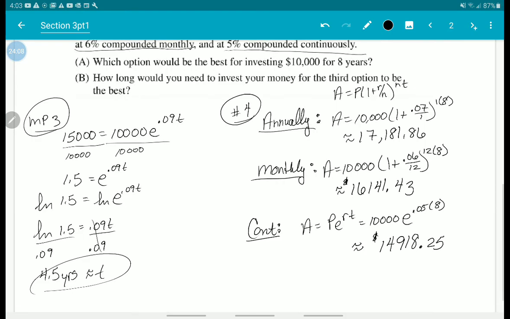So if we look at these 3 options, which one is our best option? Well, it turns out that the first one, the annual one, was actually the best option because it gave us the most money after 8 years. And in this case, this one ended up being the worst option because it gave us the least amount of money after 8 years.